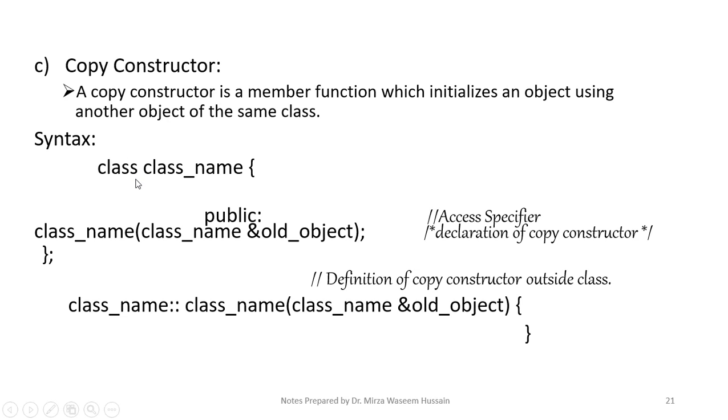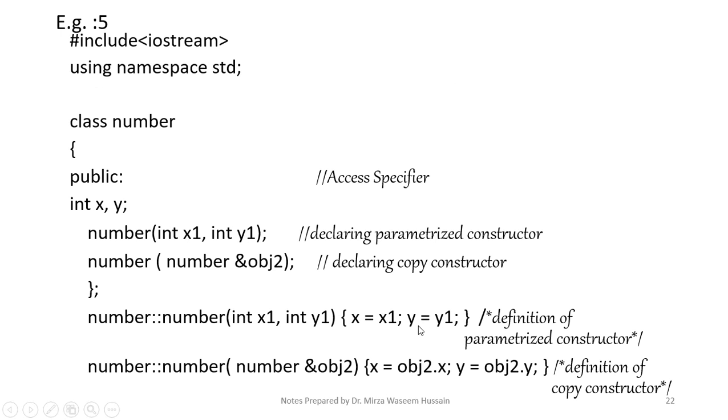The syntax is: class, class name. Then we specify the access specifier, then the class name, which here is the copy constructor, and that will take the class name, ampersand, address of the object that is to be passed. Then we define it outside the class: class name, scope resolution operator, copy constructor, class name, address of the old object that is to be passed.